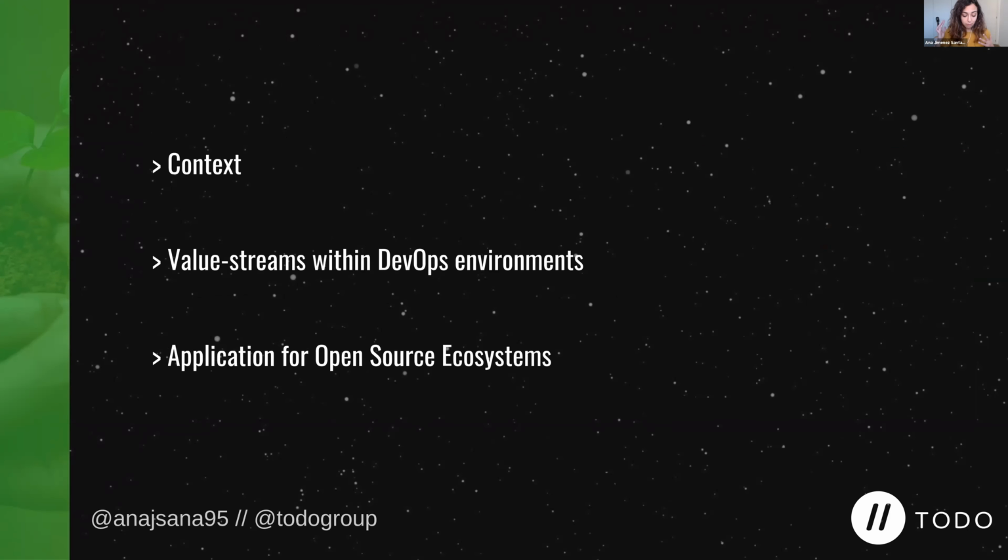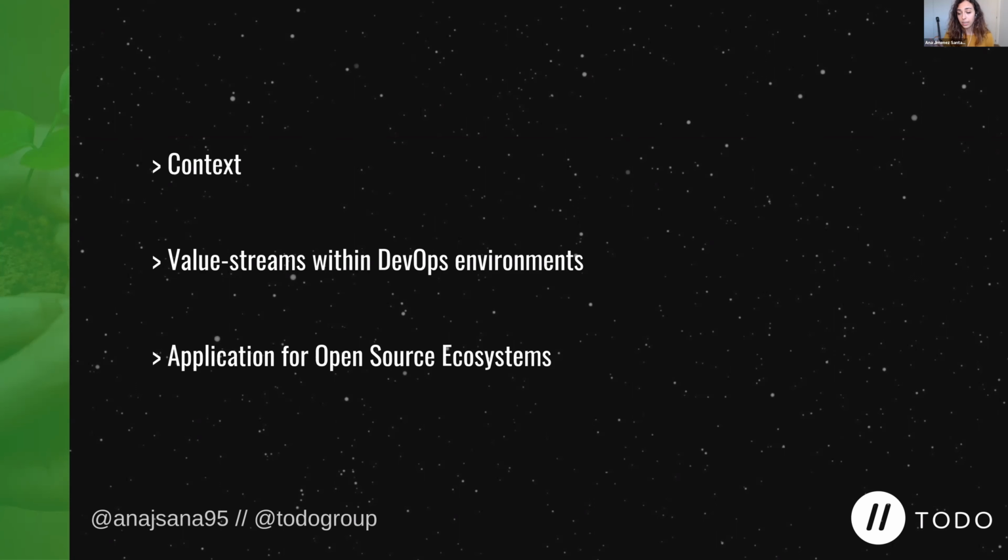So first of all, I would like to share with you the agenda of today. These are the main areas where I would like to focus in today's presentation. First, I want to give a bit of context of why I'm doing this talk, why value stream mapping, and why I'm trying to adapt this into an open source ecosystem environment. Also, I'll give some introductions about value streams within DevOps environments, which is the main area where value streams started.